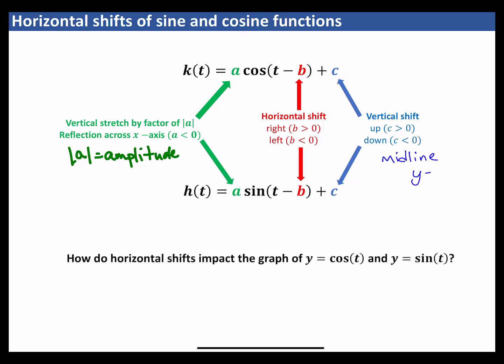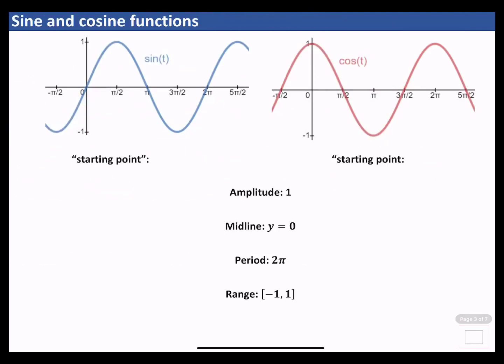From our previous study of transformations, we know that the real number b will horizontally shift the graphs. In the following slides, we will further explore how horizontal shifts impact the graph of y equals the cosine of t and y equals the sine of t. But first, let's quickly recall the properties of the parent functions sine of t and cosine of t.